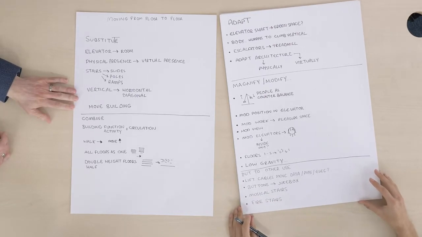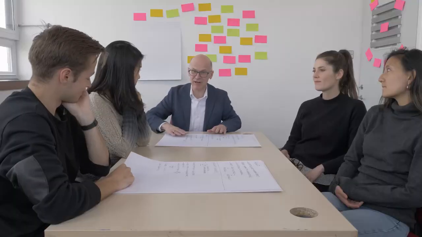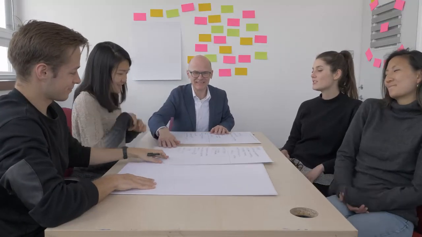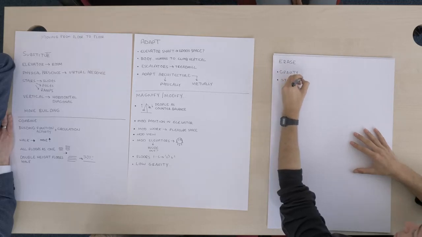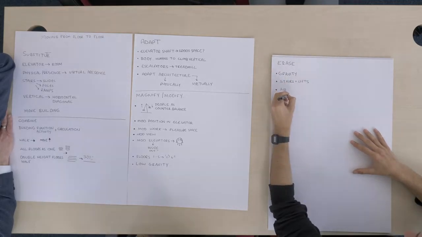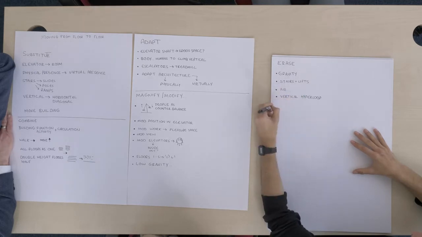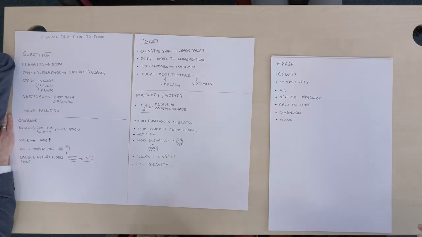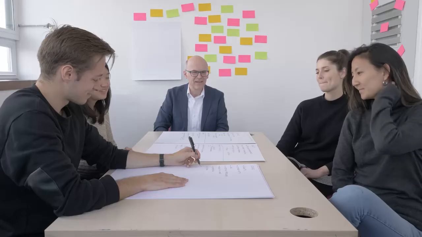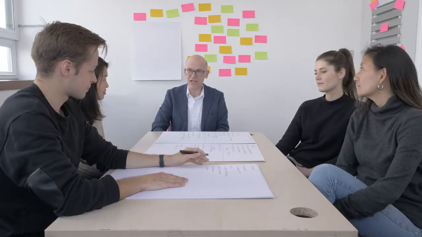That gets us in nicely into erase. So obviously we could erase gravity. Or maybe erase the need for these single objects, staircases, lifts. Maybe we all just get into a building with a harness on and we just get pulled up and put in the right place. Okay, should we go on to reverse and rearrange?